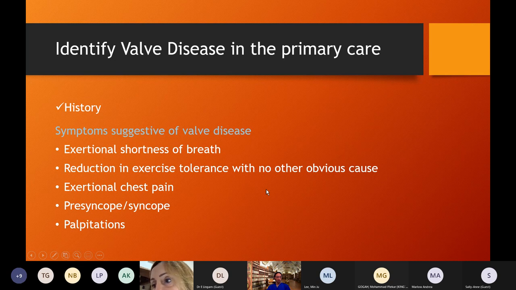So the history starts always with the symptoms, and the symptoms which are suggestive of valve disease are exertional breathlessness, reduction in exercise tolerance with no other obvious cause, and exertional chest pain, which usually manifests in aortic stenosis and is less common in other valve pathologies. Presyncope or syncope, and again, this is more common in aortic stenosis and in particular severe aortic stenosis. And palpitations, which can manifest in pretty much all valve pathologies, more common in mitral valve pathologies, which are accompanied by left atrial dilatation.